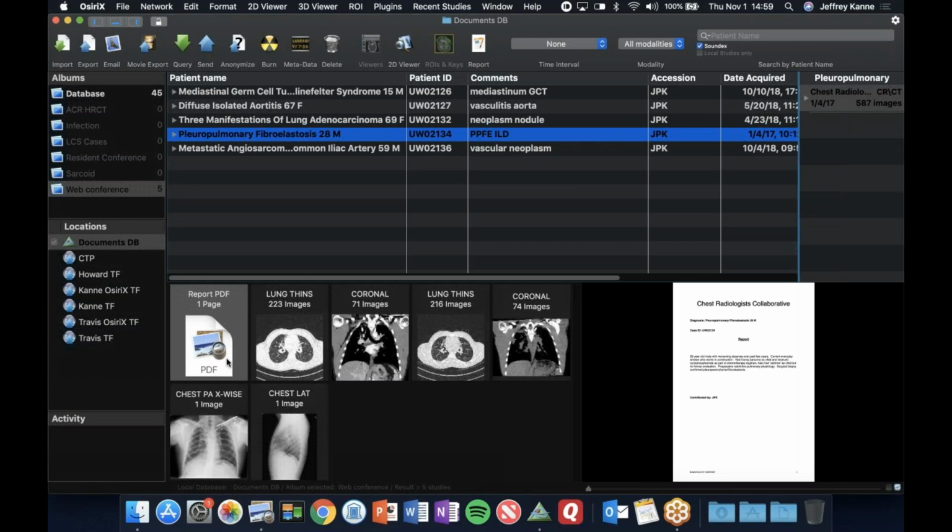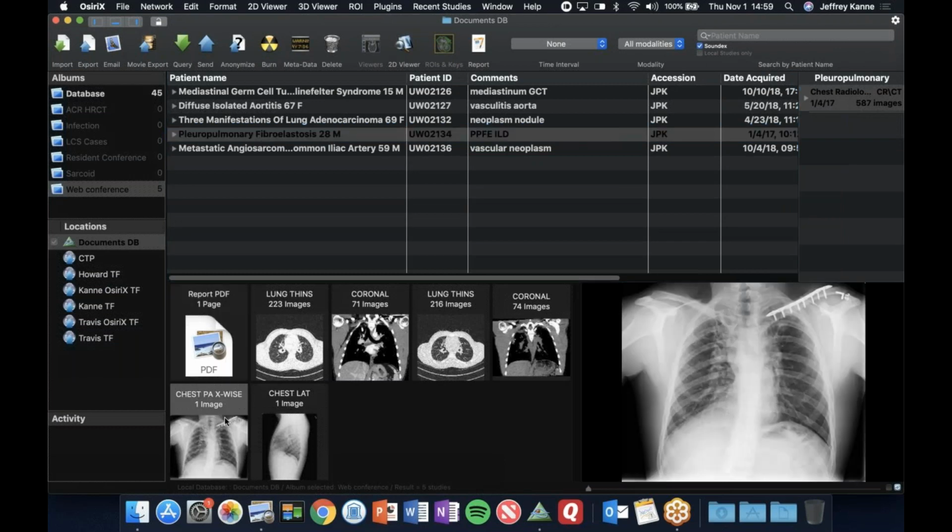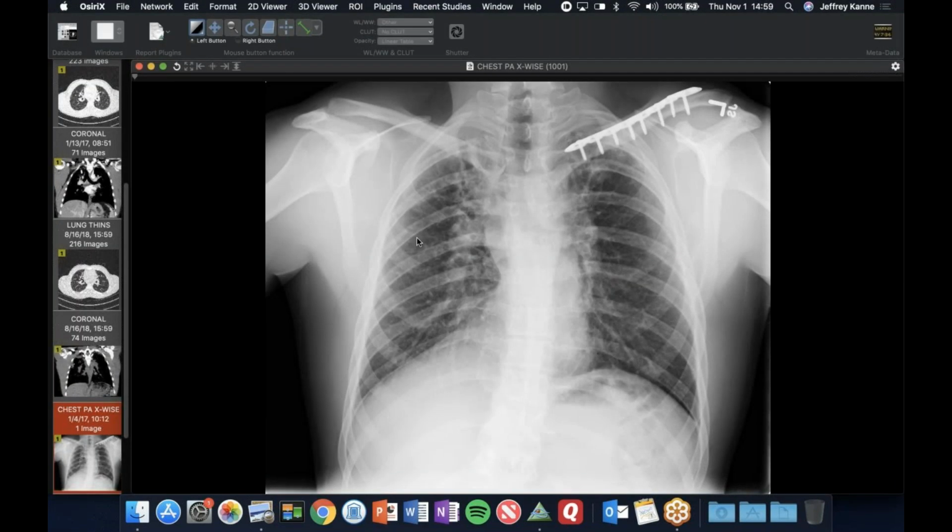This is a 28-year-old male. He's a smoker and developed over the past few years some progressive dyspnea on exertion, and this is his radiograph at the time, and you can see he's had some old trauma. He's got this apical thickening.